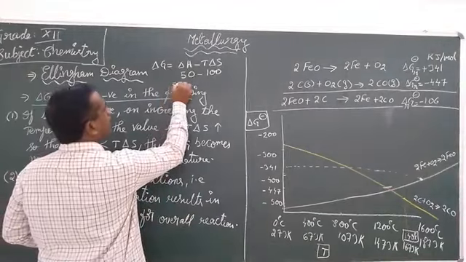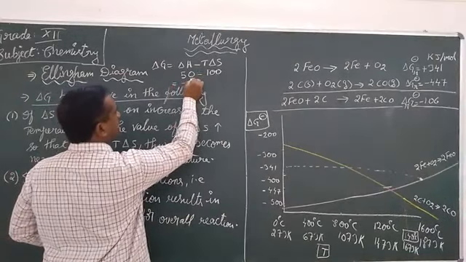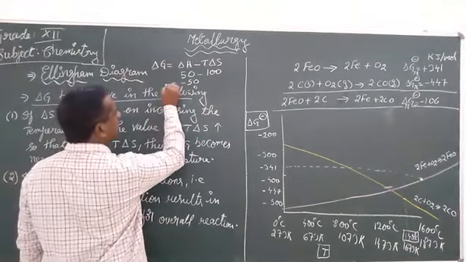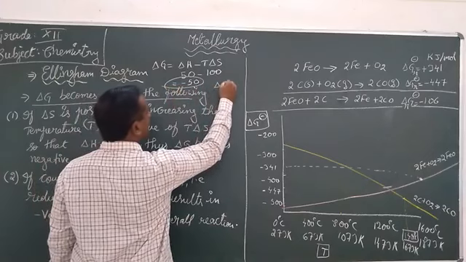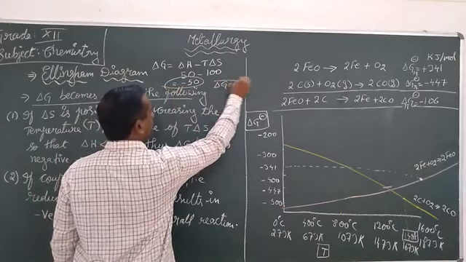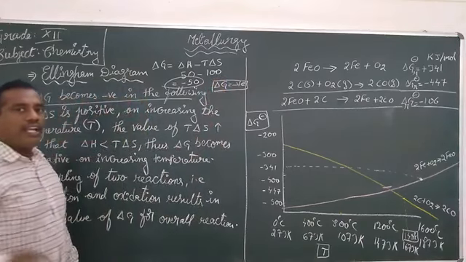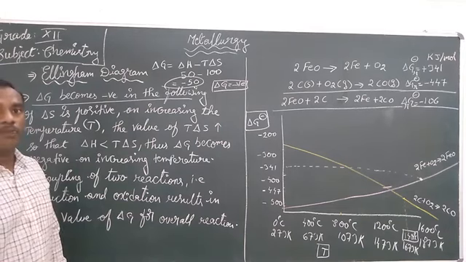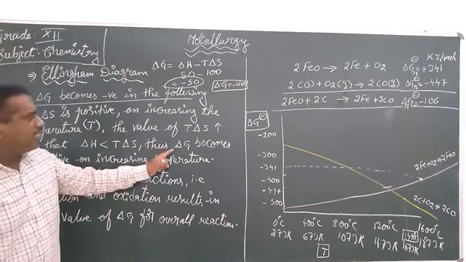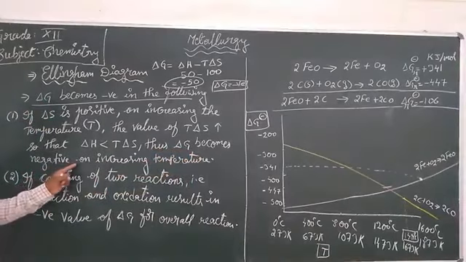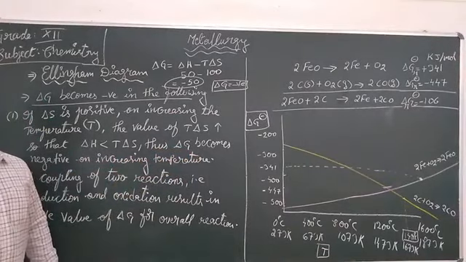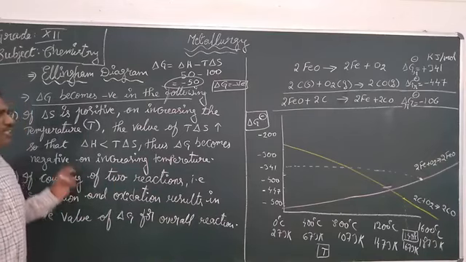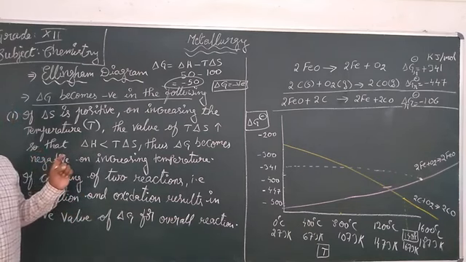Then what will be the value we will be getting? 50 minus 100. How much will it be? Minus 50. Means what is happening to the delta G? Delta G is getting a negative value. That is, delta G is becoming negative. If delta G is becoming negative, then only the reaction will be a spontaneous reaction. See, thus delta G becomes negative on increasing the temperature. Yes, increasing the temperature is the main condition here. This is the point we had already discussed in the last class.